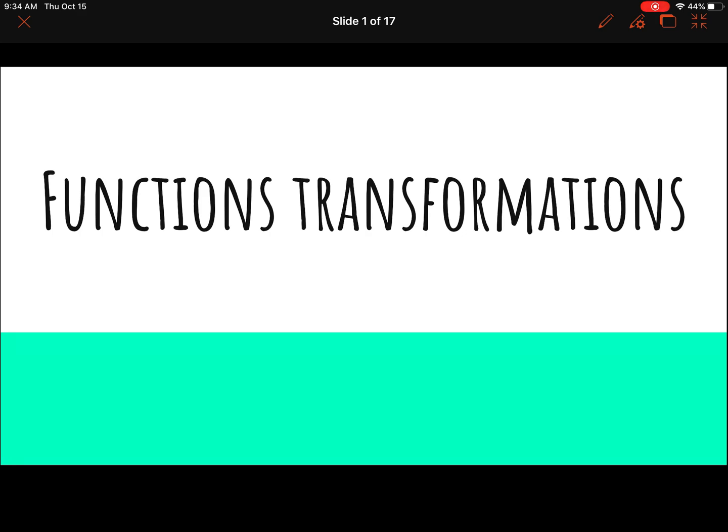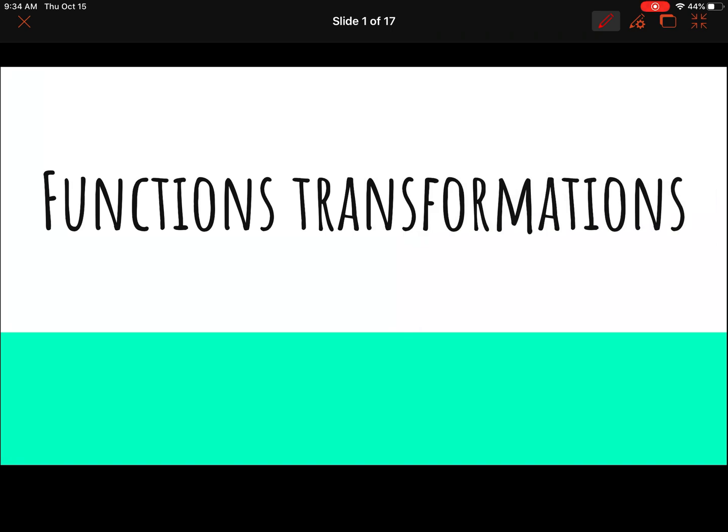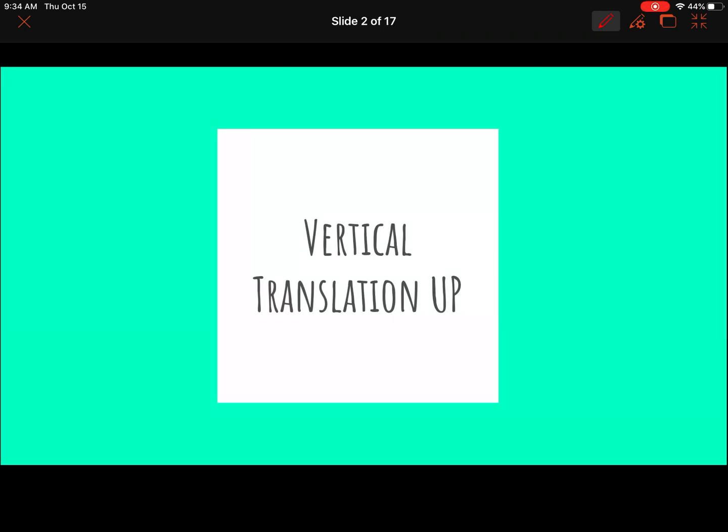Okay, so my first shift is, let me undo that. Sorry about that. I got used to using this. Okay, so my first transformation is a vertical translation up. So what a vertical translation up means is that the whole graph is shifting up. Okay, so it's a shift up.